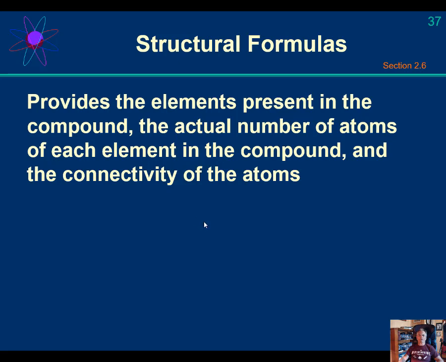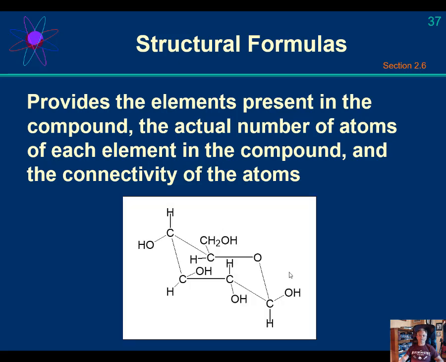All right, structural formulas are going to give you the most information. They not only give you the number and type of atom that's in the compound, it gives you the way that they're attached to each other. So this is the structural formula for glucose. We've still got 1, 2, 3, 4, 5, 6 atoms of carbon. You've got 12 atoms of hydrogen and 6 atoms of oxygen. But now it's showing you how they're connected to each other.